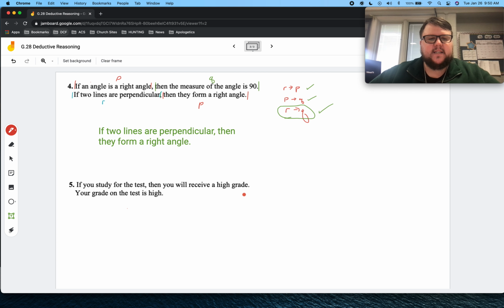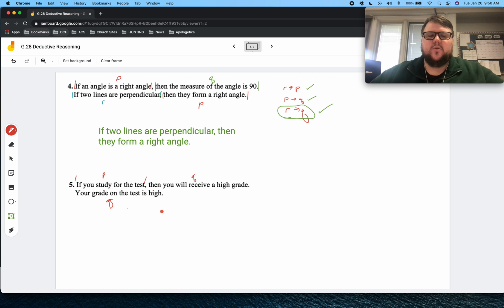If you study for the test, then you will receive a high grade. Your grade on the test is high. So we have P is if you study for the test. Q is you will receive a high grade, and R is your grade on the test is high. So we have P implies Q, and then we have R. We don't have R implies Q. We don't have Q implies R. Now, if this says your grade on the test, that would actually be Q. So we have P implies Q, and then we're given Q.